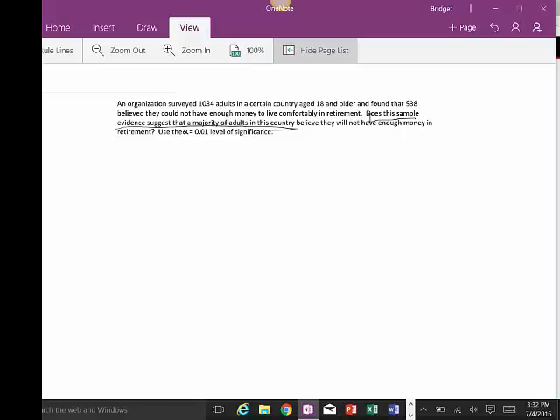The organization only surveyed 1,034 adults from a particular country, implying that this is just a sample. They say the word sample again here, and they're asking about a majority. Now, majority means that the proportion or the percentage is over 50%. So that's how I know that this is a proportion test, because the question is about a percentage or a proportion.